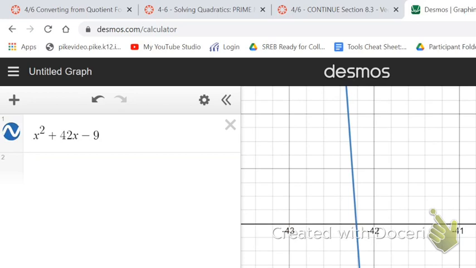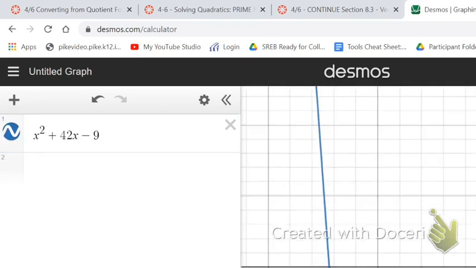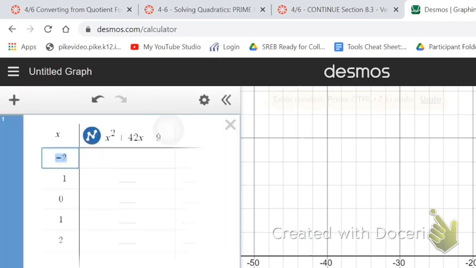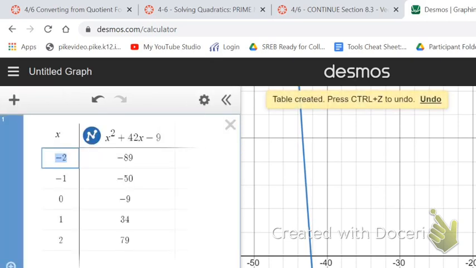Could I use a table with this? Yes, it would not be fun. You could click on the gear, click on the table. I would have to do some guessing and checking on the table. So being able to look at the graph is very, very helpful because it gives me some good ideas of what to guess and check with.